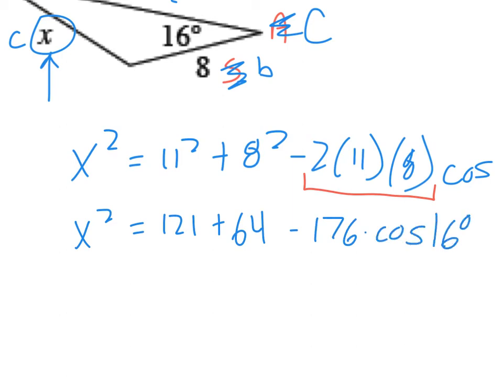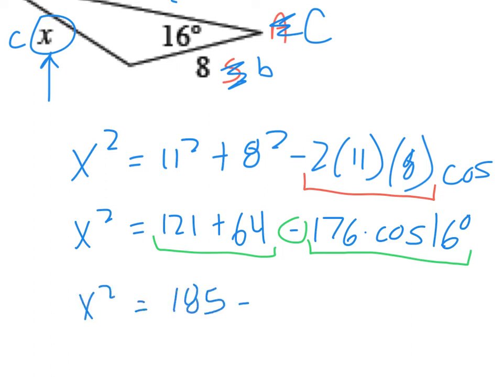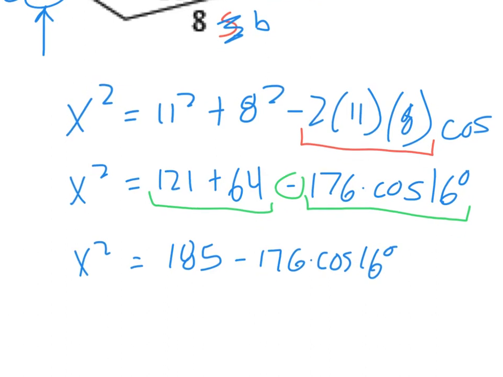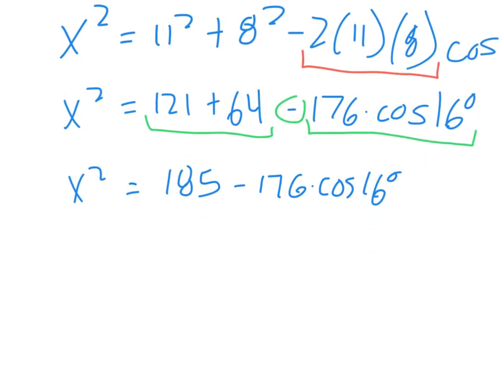Now, a common mistake is that people want to subtract all of these numbers together, but we can't. This is one entire quantity by itself. We can add these two numbers together, and in doing so, I get x squared is equal to 185, but we are going to subtract that from 176 times the cosine of 16 degrees. So at this point, we can't subtract the 185 and the 176. What we need to do now is type in 176 times the cosine of 16 degrees on your calculator.